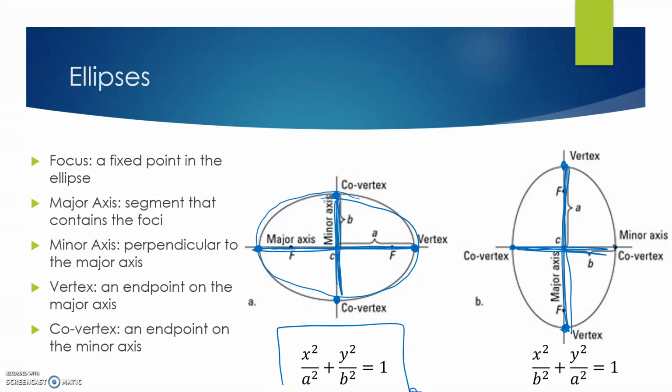These are our equations. If it's longer on the horizontal, then it's going to use this equation, x squared over a squared plus y squared over b squared equals 1. If it's longer on the vertical, it's going to still go x squared and y squared in the numerator, but the a and the b are going to be different. So what you need to take away from this is that a is the greater value and b is the lesser value.